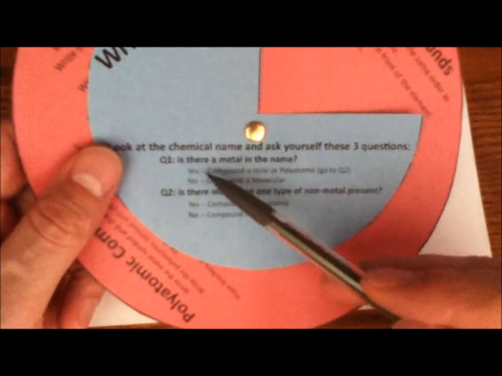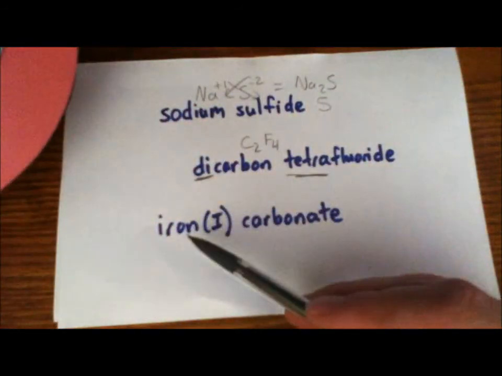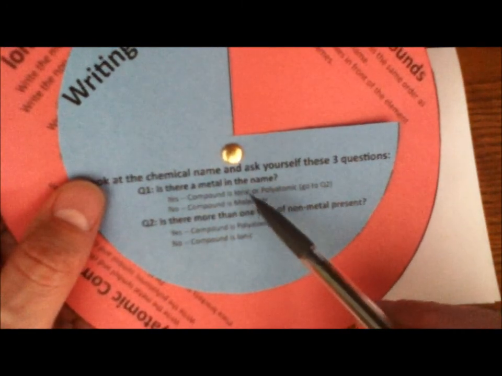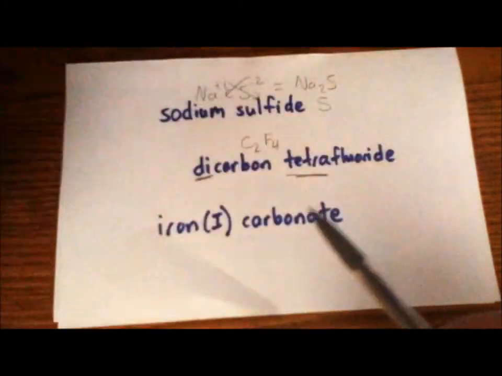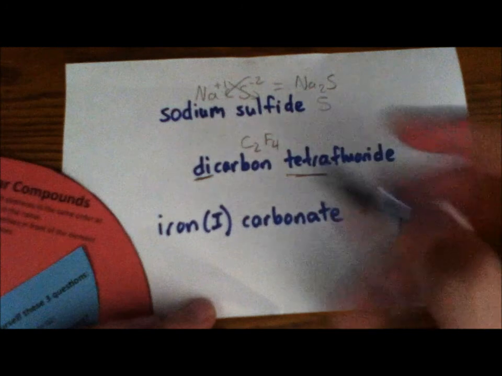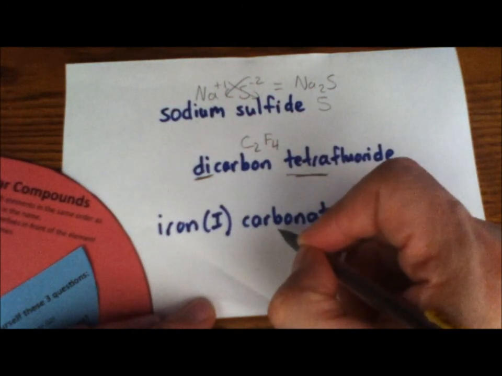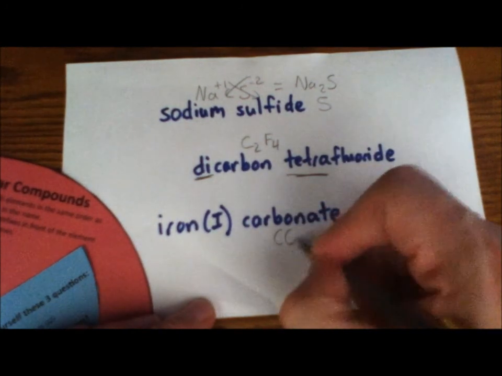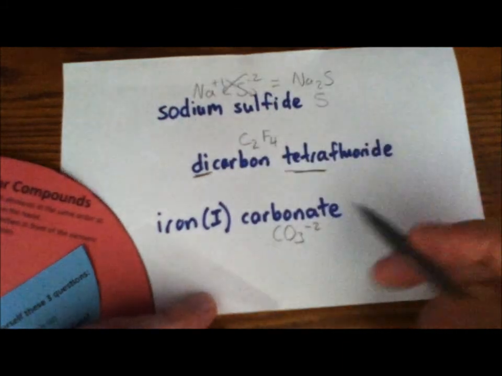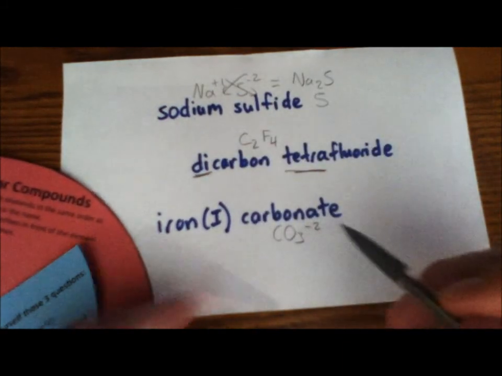For the third example, again, go to the blue center of the wheel. Is there a metal in the name? Iron carbonate. Well, iron, yes, that's a metal. So the compound is ionic or polyatomic. Go to question 2. Is there more than one type of non-metal present? Well, carbonate. If you check the back of your blue periodic table, you'll see that carbonate is CO3 -2. So we have more than one non-metal here. We've got carbon and oxygen. So that does satisfy the question, is there more than one type of non-metal present? Yes. So the compound is polyatomic.